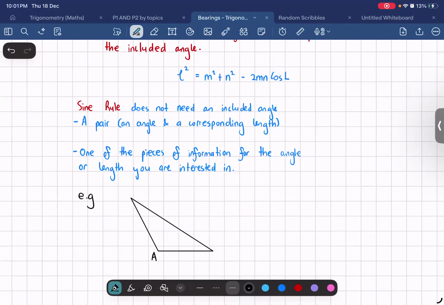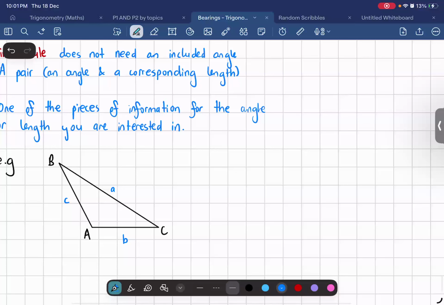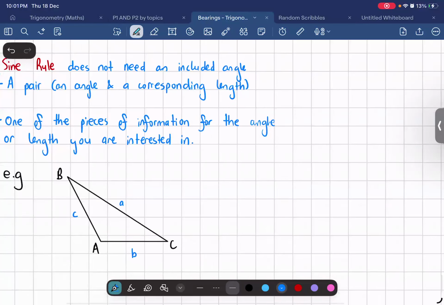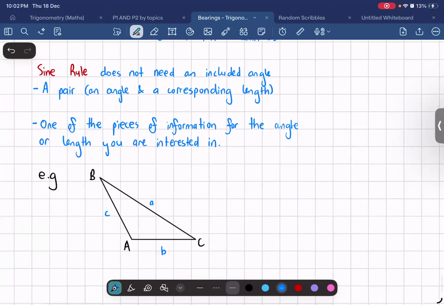So let's just say a triangle with sides A, B, C, and the opposite angles capital A, capital B, and capital C. Adika, what would the general sine rule look like for this question? I'm going to start you off: A over sine capital A equals B over sine capital B equals C over sine capital C.